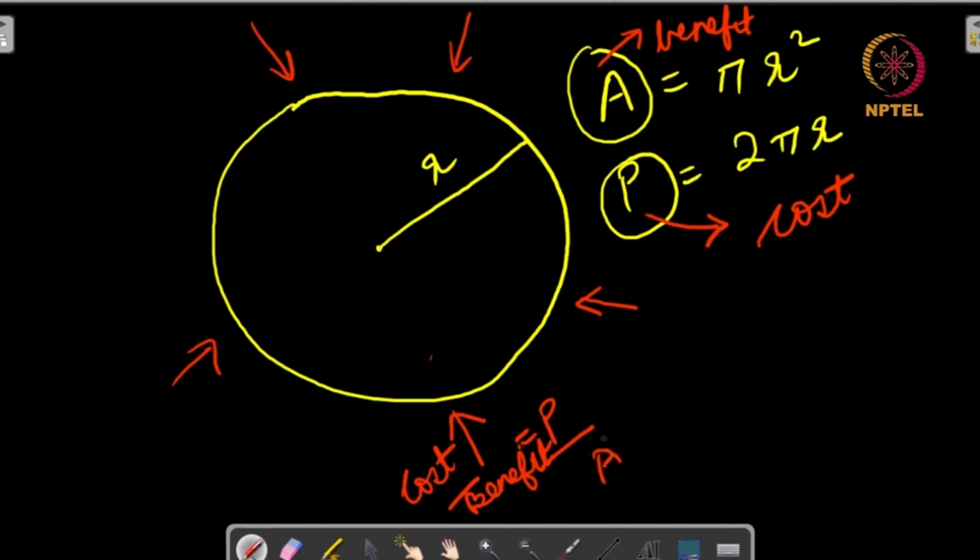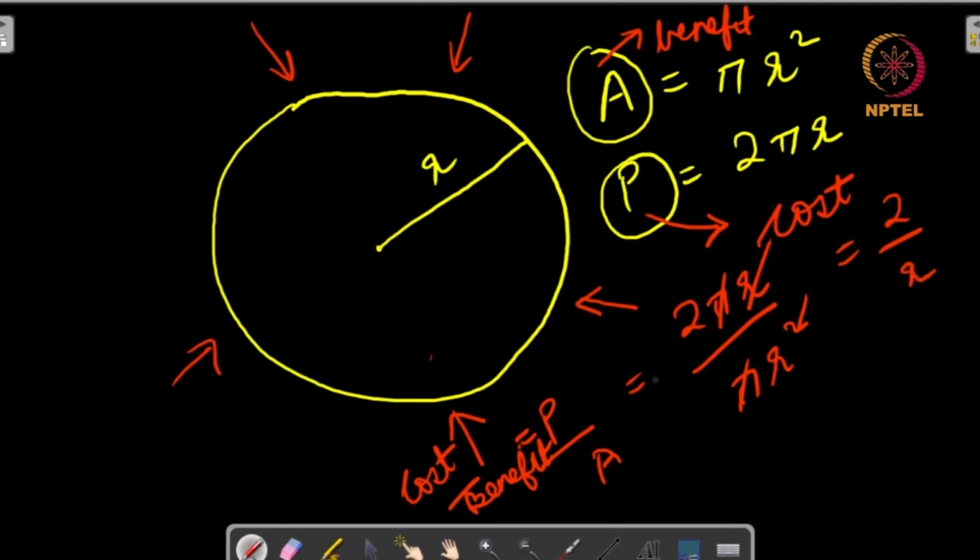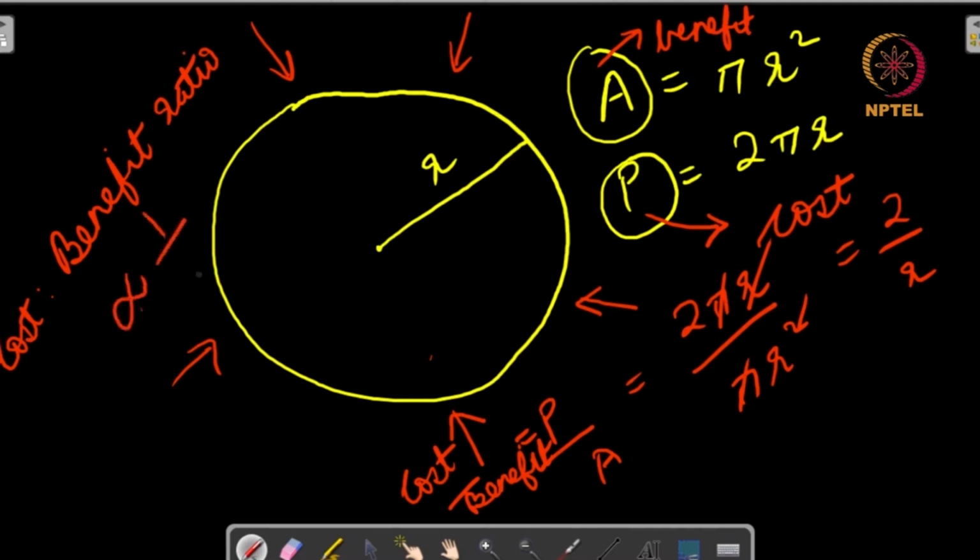Now, if we do a ratio of cost is to benefit, it will be given by P divided by A, which is 2 pi r divided by pi r square. So pi and pi get cancelled, r and r get cancelled. So this is 2 by r. So essentially the cost to benefit ratio is proportional to 1 by r, or it is inversely proportional to r. So if r increases, that is you are making a larger size reserve, then the cost to benefit ratio reduces, and which is what we want.